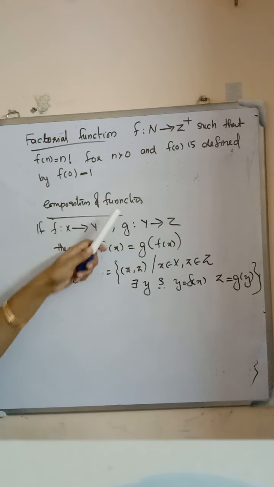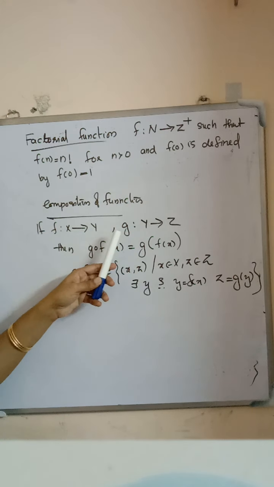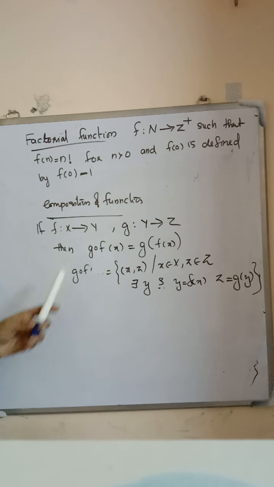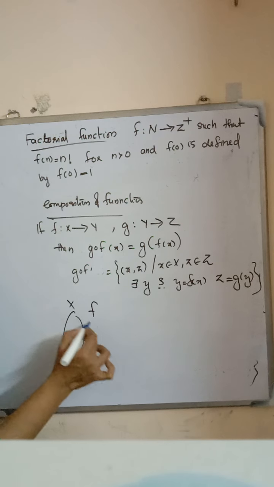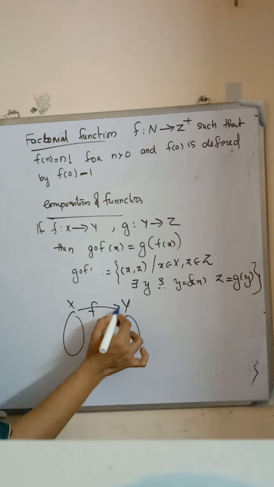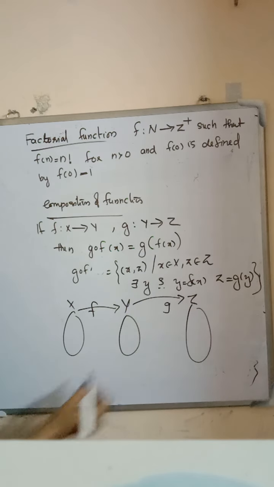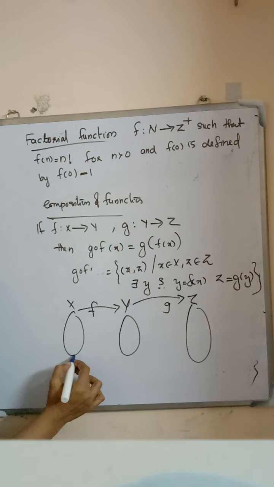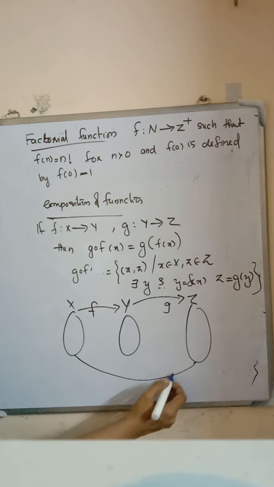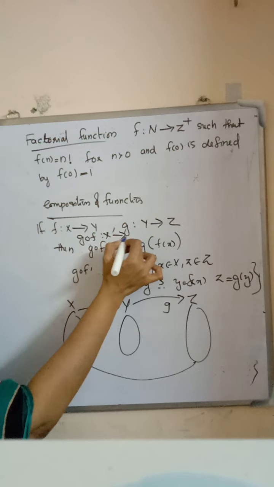Next we define the composition of functions. One of the function operations is composition. If f is a function from X to Y and g is a function from Y to Z, then g composition f is a function from X to Z.